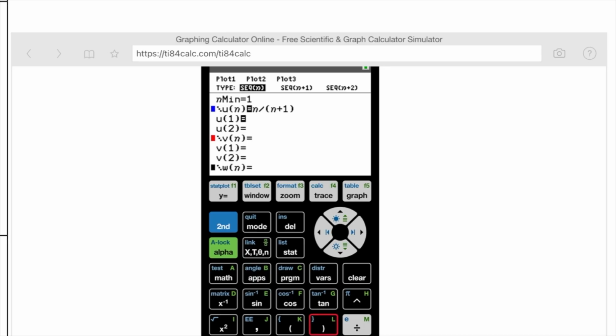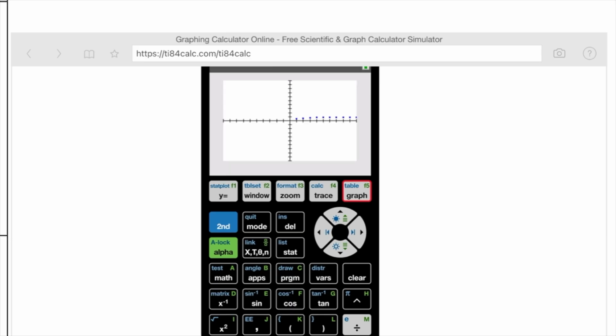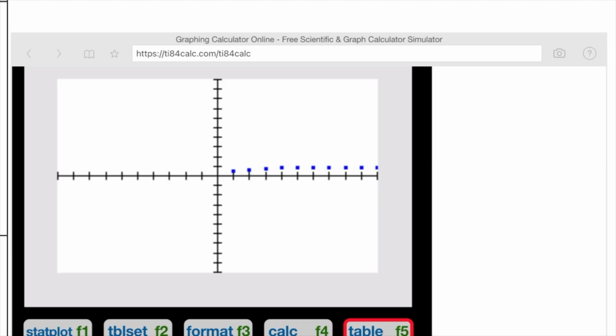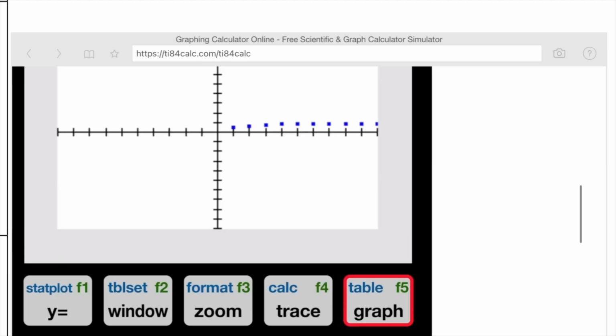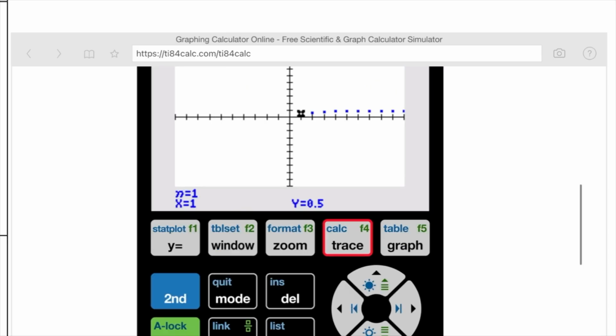Close your parenthesis, and if you look at your table of values, you can see that we have the numbers we were expecting. You can also graph these. So if we go to your graph, I'm going to hit second, graph, and you can see that we have the values displayed on the graph. If we were to hit trace and walk along these values, you can see that the n, x, and y are all displayed as you walk through the different values.